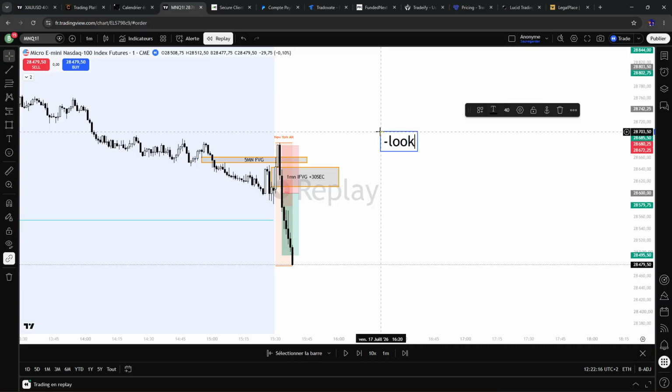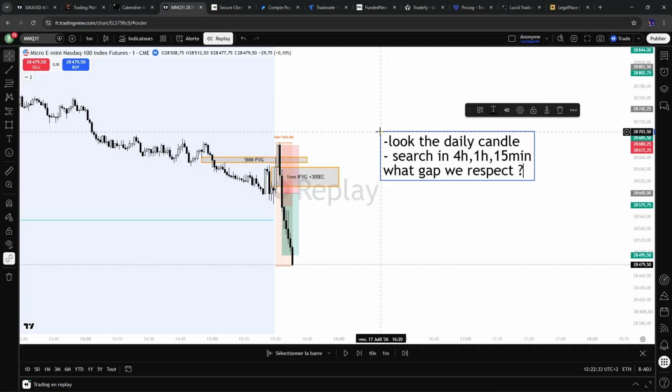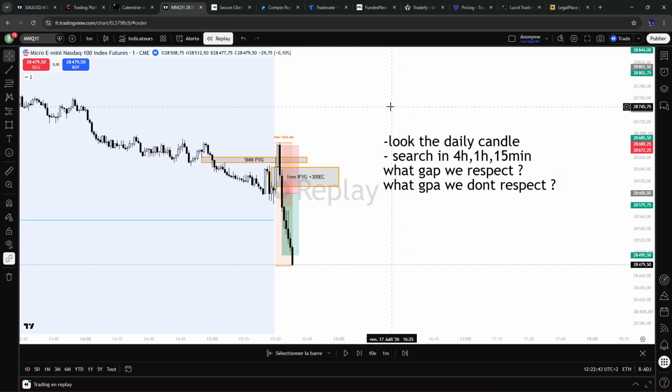First, you look at the daily candle, then you search in 4 hour, 1 hour, and 15 minutes what gap we respect, bullish or bearish, and what gap we don't respect. Sometimes we can respect some bullish and disrespect bullish at the same time. So you have to see, it's a little bit of intuition.